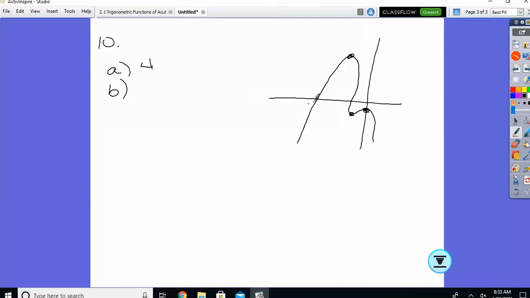B, local min. So you're looking for a point that is lower than those surrounding it. What would that be? This one right here, MN. C, local max. So a point that's higher than those surrounding it. There's 2 of them. This is a local max, and this one's a local max.